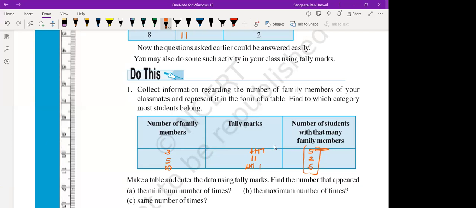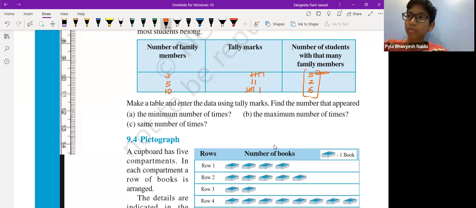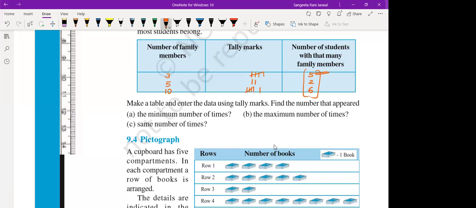I have just taken an example for it. Otherwise, this is an activity. Make a table. Now next, what is written here? Make a table and enter the data using tally marks. So that we have done. Find the number that appeared the minimum number of times. Which number appeared minimum times? Ma'am, 2. Okay, that's 2.